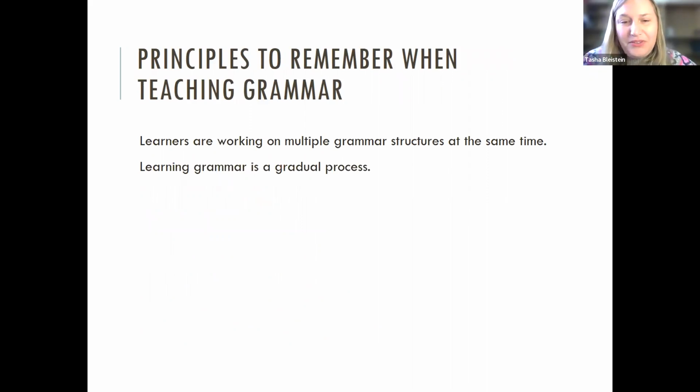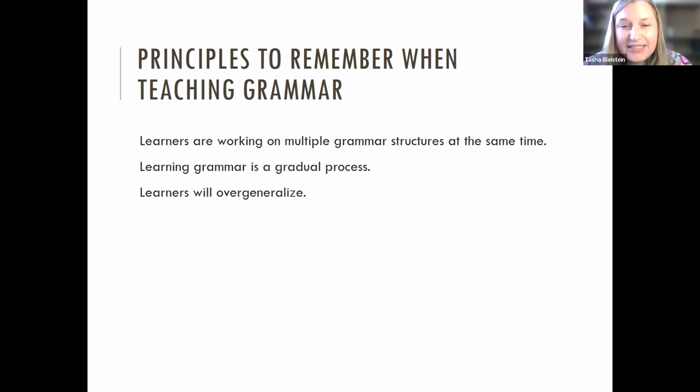Some things to remember with grammar. Our learners are working on a lot of different grammar structures at the same time, and it might look like they've reverted or they're losing ground. And this is just the natural process of, okay, they're trying out new things and they're getting information. It's a gradual process. A lot of it is happening under the surface. I found with my own learning of language that I would learn something and it wouldn't really come out in my speech for a couple months. And then it was there.